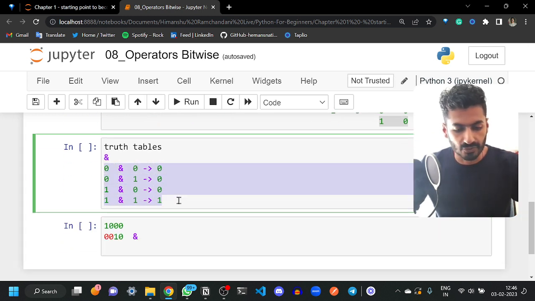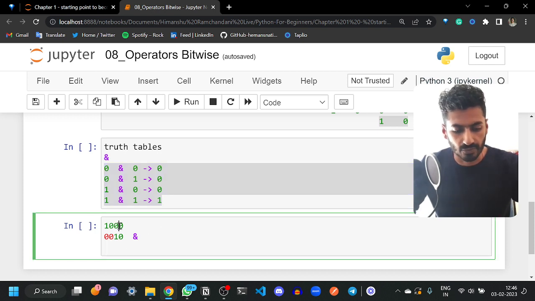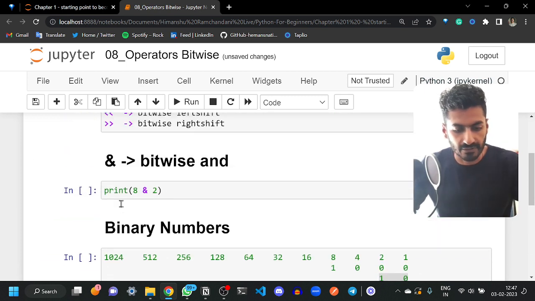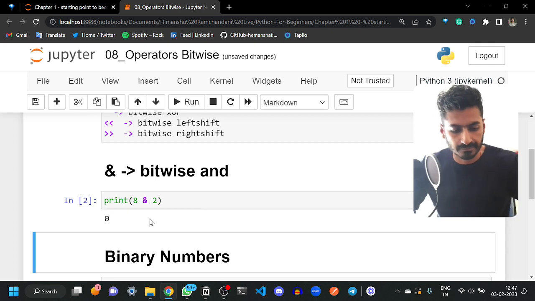We have to use this particular truth table to solve this question. So 0 and 0, what will be the output? 0 and 0 will be 0. 0 and 1 will also be 0. 0 and 0 will also be 0. 1 and 0 will also be 0. So the output should be 0 for the previous question.